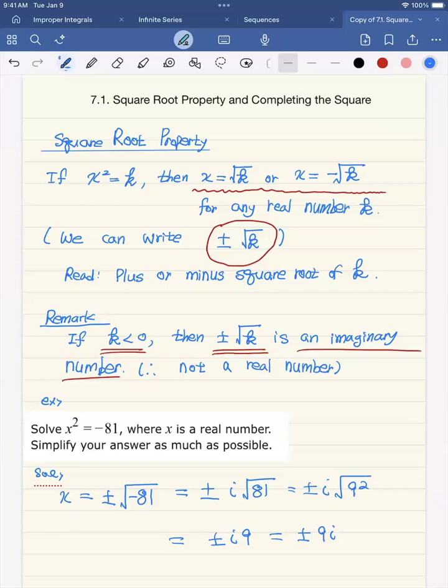So we solved the equation, but in this problem, what it says is x is a real number, not x squared. So after we solve, the answer must be a real number. In this case, we have an imaginary number. So there is no solution.